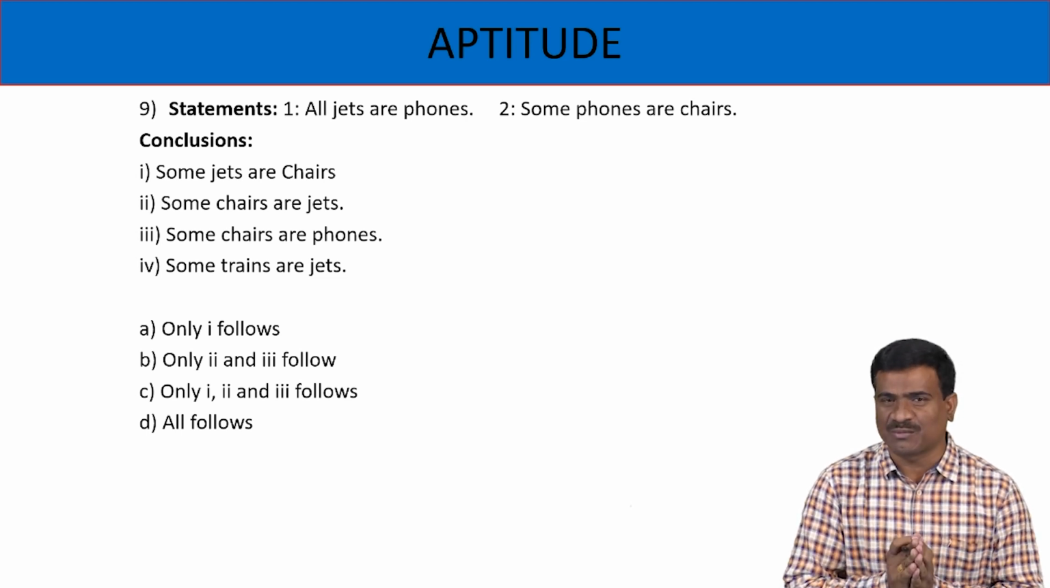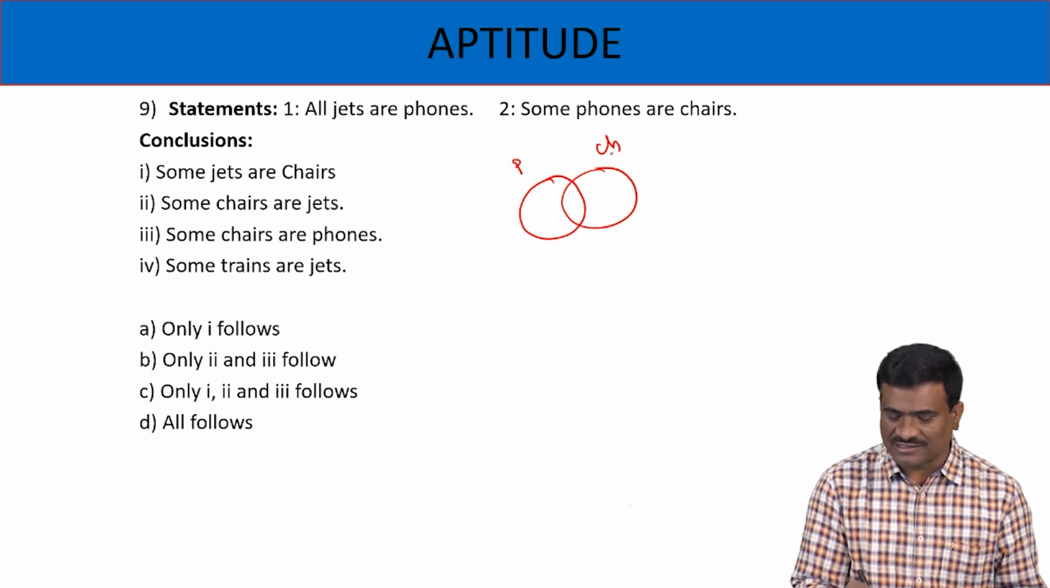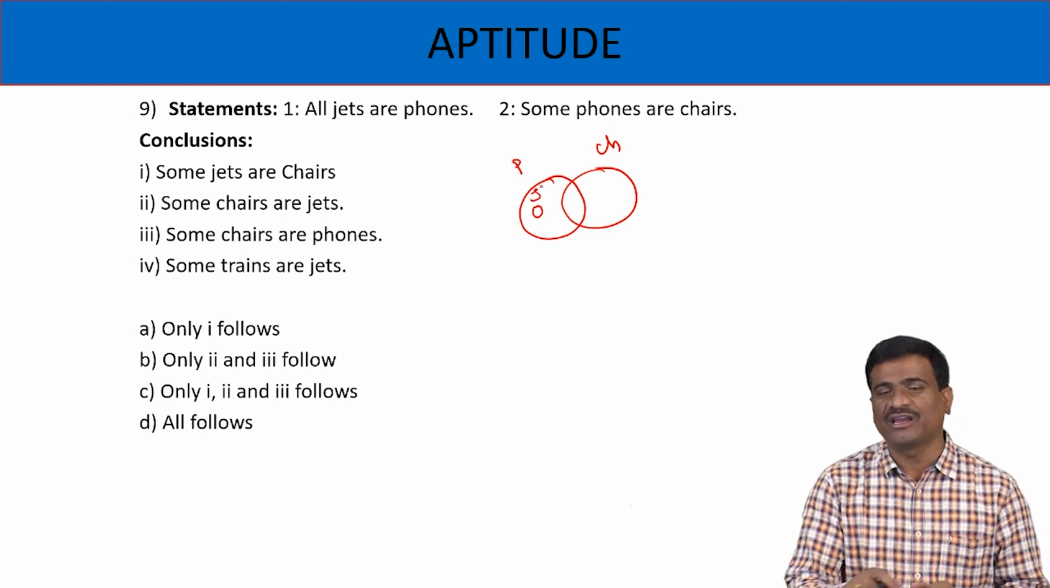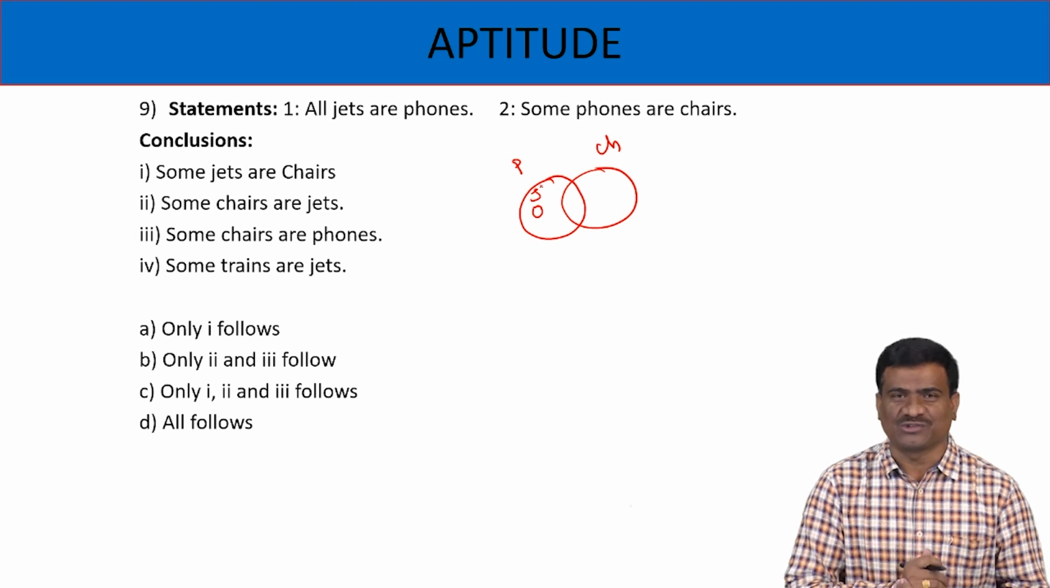First, you draw the some-statement Venn diagram. Some phones are jets: first statement. Second, all jets are phones. This is called the Venn diagram of the two given statements. In that Venn diagram, check the conclusions.